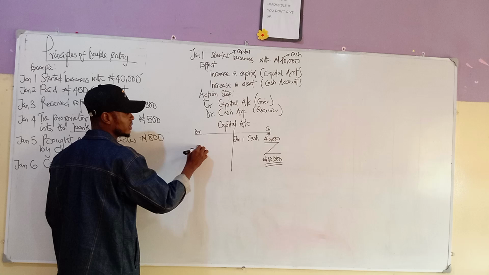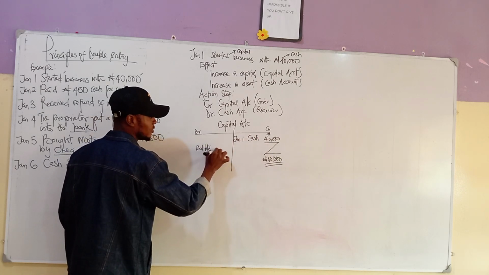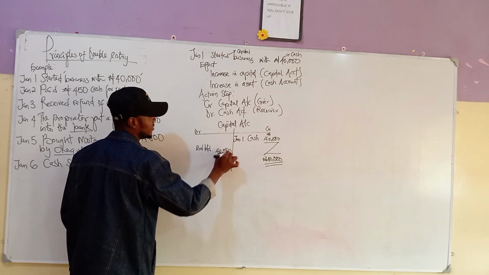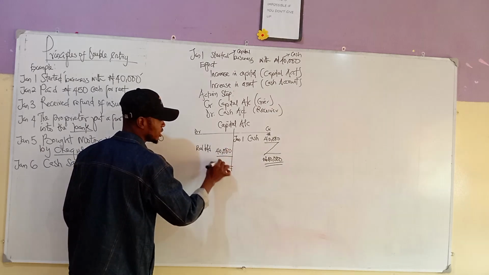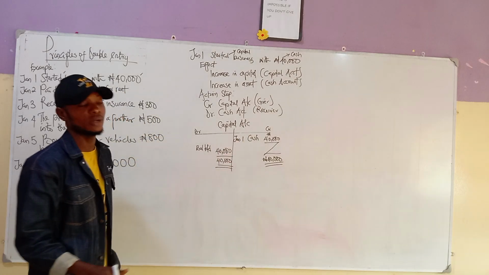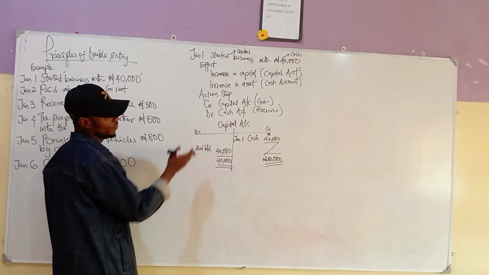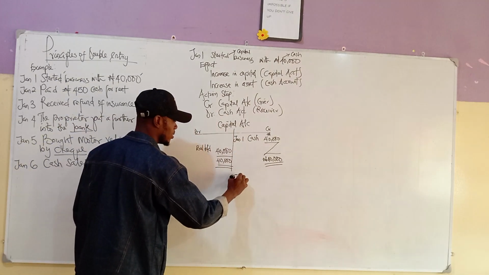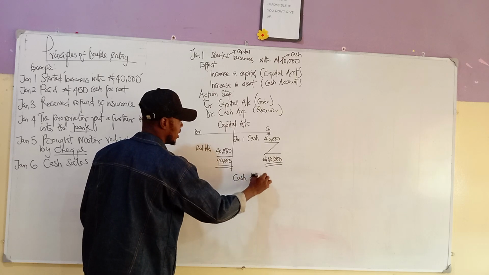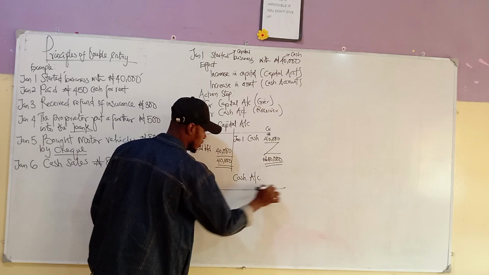Then here I'll put balance brought down. Balance brought down from here is 40,000. We cannot leave this side of the account open. We have to close it properly. So this is 40,000 naira. This is how it will come out in terms of our ledger account. Then let's go to the cash account. Having seen our illustration here in terms of our posting, we have our ruling.